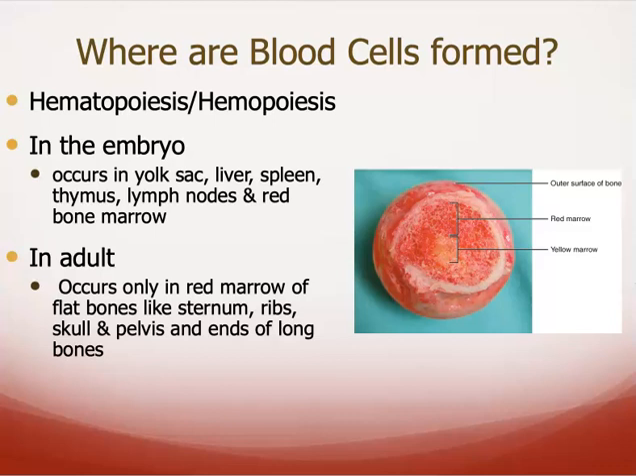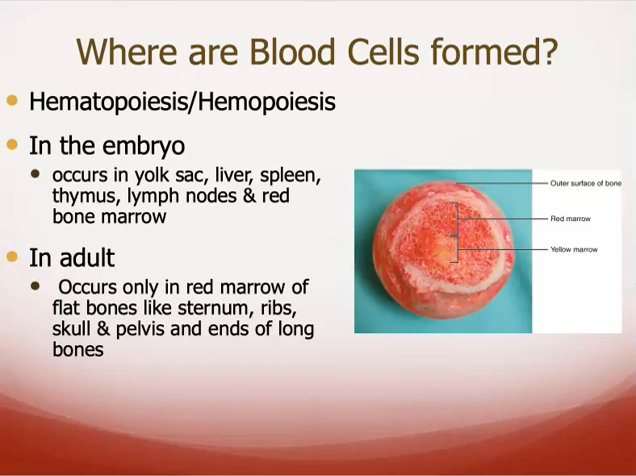All right. So where do blood cells form? We call that blood cell formation hematopoiesis or hemopoiesis. Either term is correct. In the embryo, it occurs in the yolk sac early on in development, and then in the developing fetus's liver, spleen, thymus, lymph nodes, as well as red bone marrow.